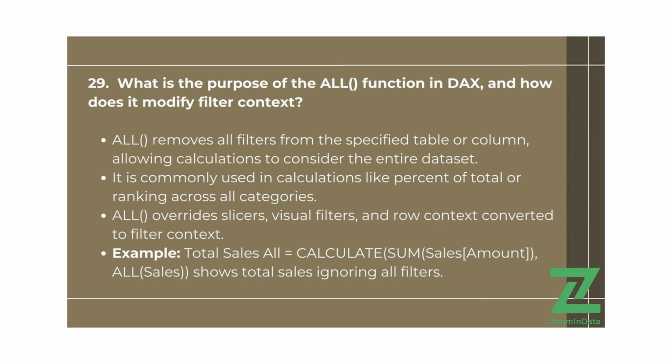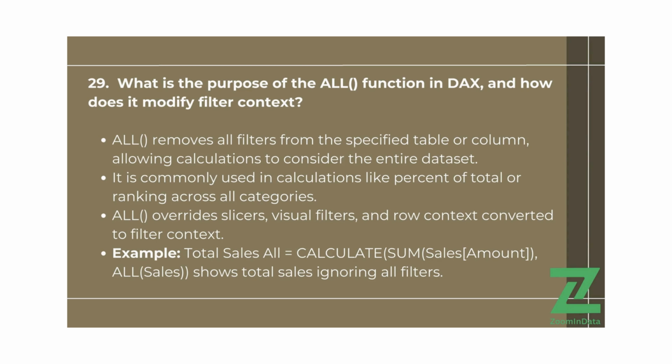29th question. What is the purpose of the ALL function in DAX, and how does it modify filter context? ALL removes all filters from the specified table or column, allowing calculations to consider the entire dataset. It is commonly used in calculations like percent of total or ranking across all categories. ALL overrides slicers, visual filters, and row context converted to filter context.